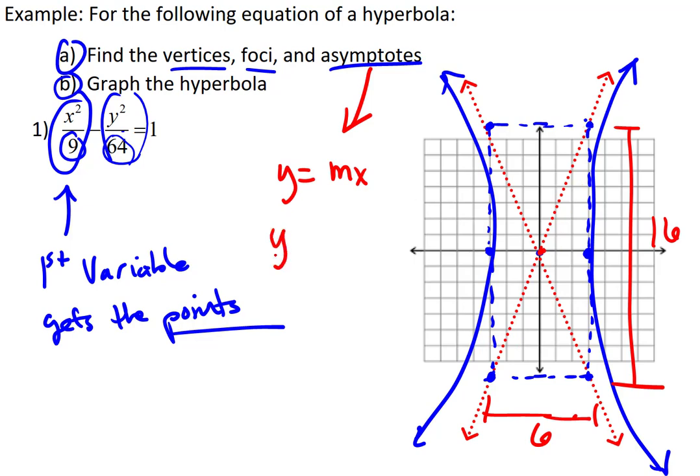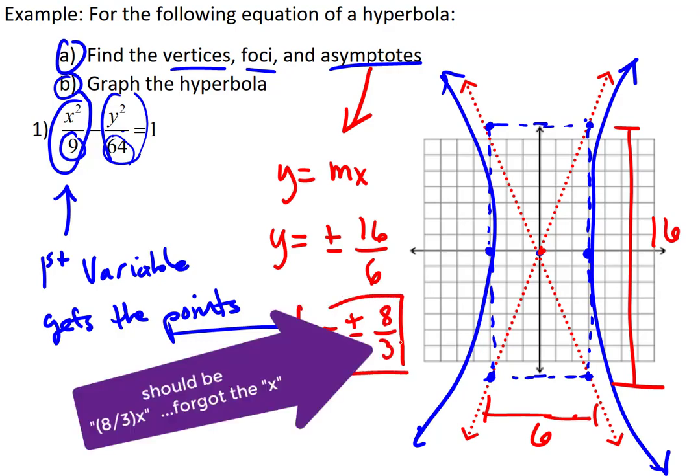And so if the box is 16 high and 6 wide, then rise over run for these lines would be plus or minus, right? Plus or minus is because you have one going upward and one going downward, left to right. They're both otherwise the same equation. The rise would be 16 and the run would be 6. Of course, we can reduce that so that the equations of these asymptotes would simply be plus or minus 8/3. Those are just linear equations of the asymptotes, and that's exactly what we have graphed.